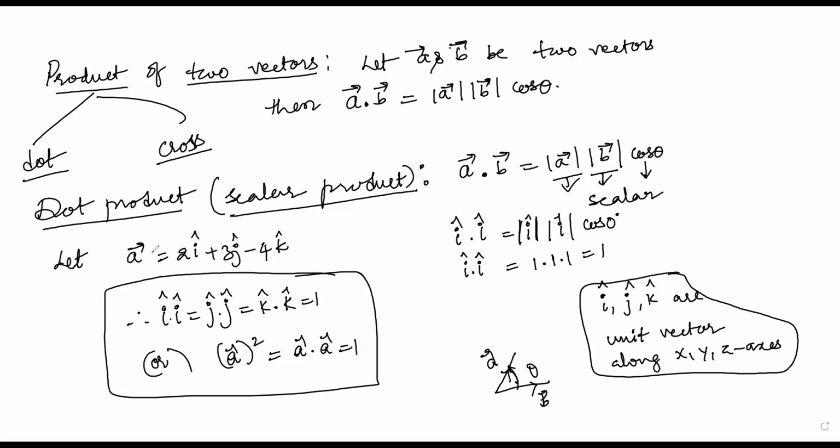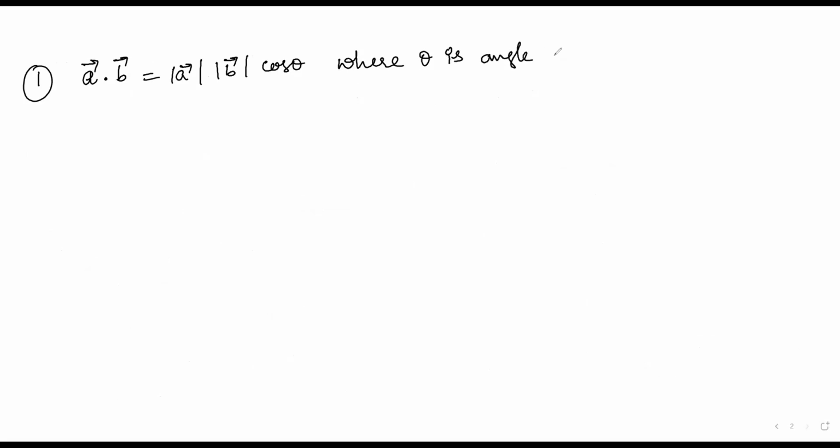Now we'll take this example later, but we'll understand this first. The first formula you should learn is the definition itself: a bar dot b bar is mod a mod b into cos theta, where theta is the angle between a and b.